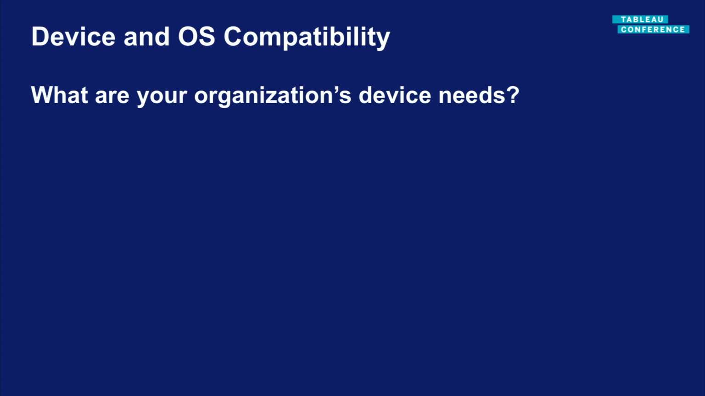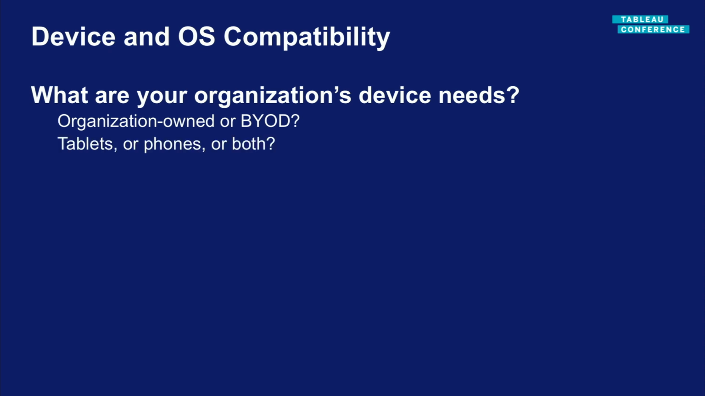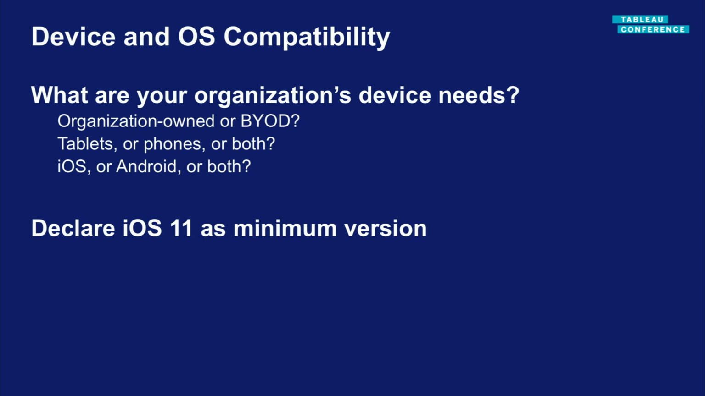It's worth thinking about what your organization's device needs are. So do you mainly have devices owned by the org, or can anybody bring any device? Is it bring your own device? Is it mainly tablets? Is it mainly phones? Are most folks on iOS or most folks on Android? This is worth thinking about as you look at making a custom app.